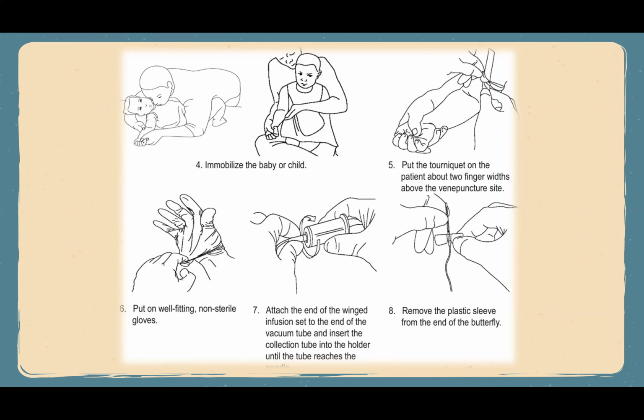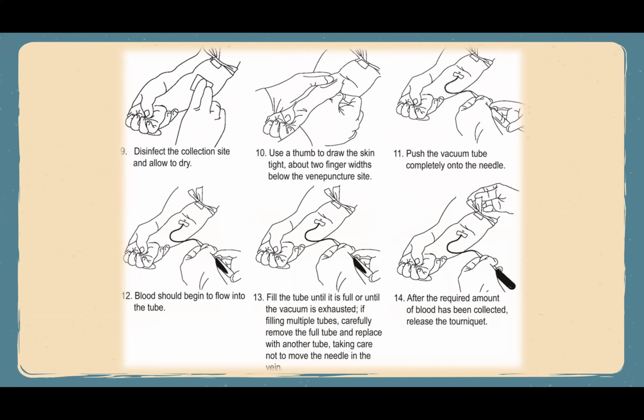Next, we need to put on a well-fitting non-sterile glove. And then we need to attach the end of the winged infusion set to the end of the vacuum tube holder, and insert the collection tube into the holder until the tube reaches the needle. And then we need to remove the plastic sleeve from the end of the butterfly needle. We need to disinfect the collection site and allow it to dry.